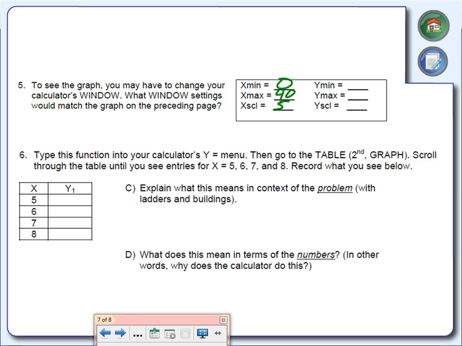Now let's take a look at the y values. Remember, the y values are representing the height above the truck. Are we going to have any negative numbers if we're talking about height above the truck? No. So where are we going to start at? 0.